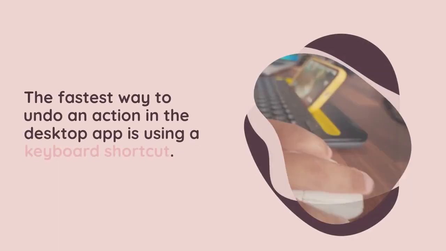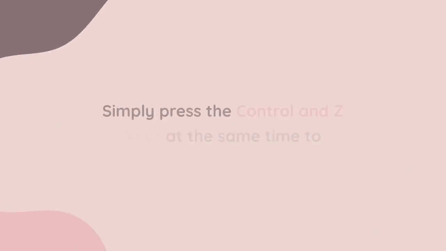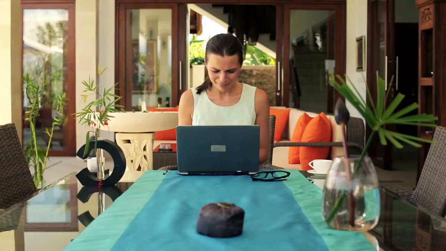The fastest way to undo an action in the desktop app is using a keyboard shortcut. Simply press the Ctrl and Z keys at the same time to reverse your last move instantly. This works for deleted emails, moved folders, or simple typing mistakes.